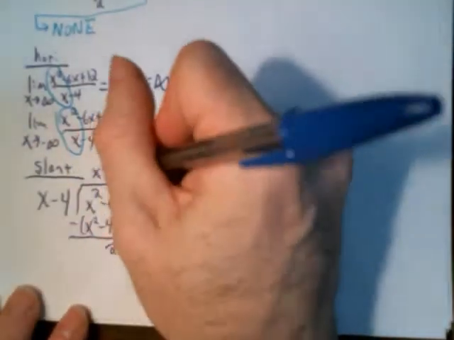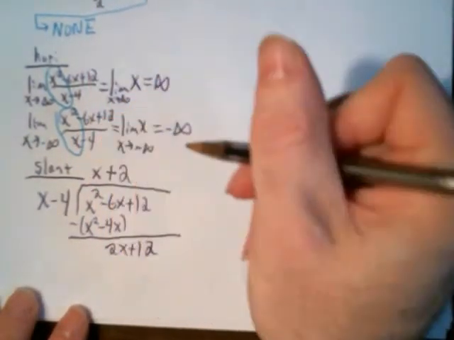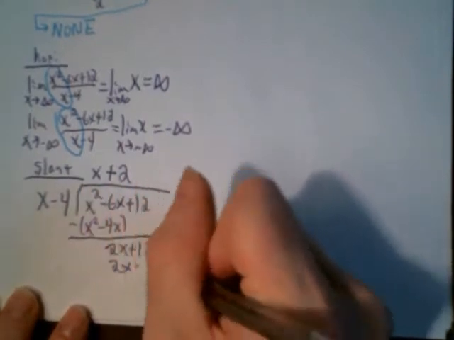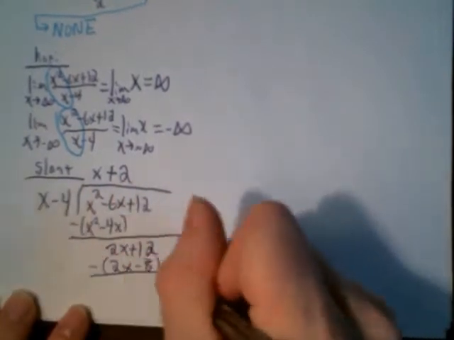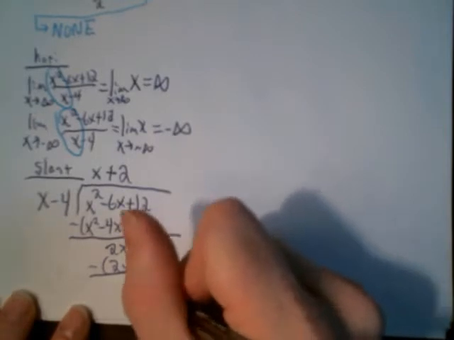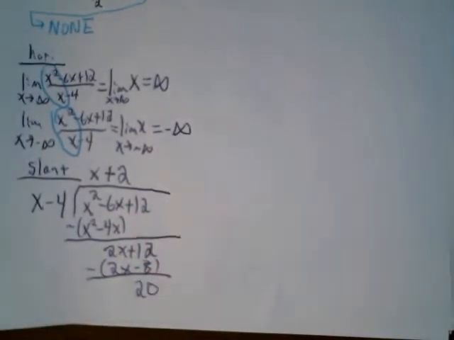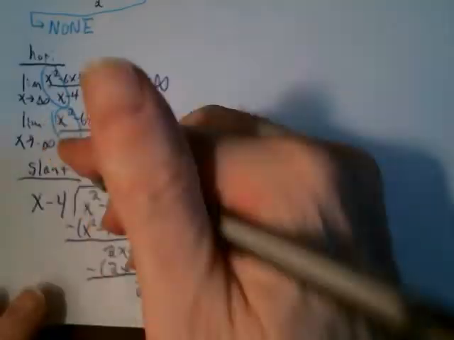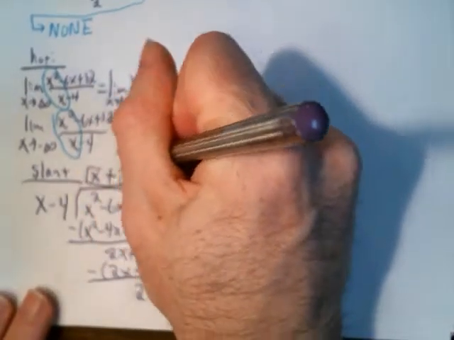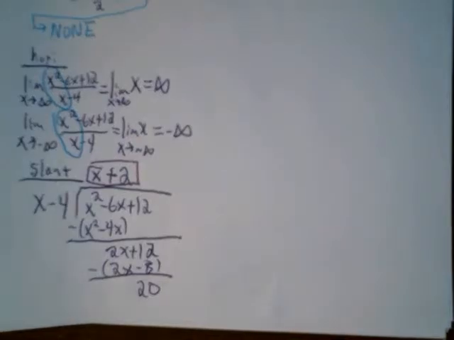What times x is 2x, so obviously 2. 2x minus 8, subtract those, and we don't care about the remainder. Okay. The slant asymptote is just going to be this expression right here, this x plus 2. Okay. And that's what we get.